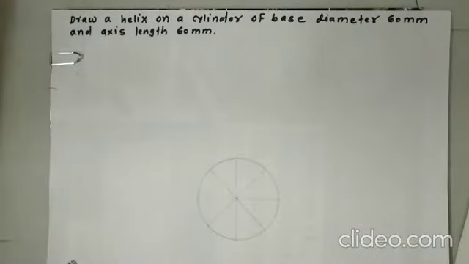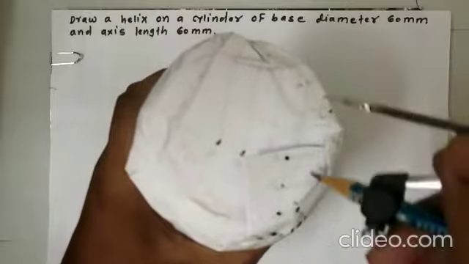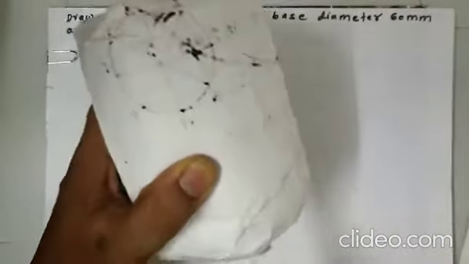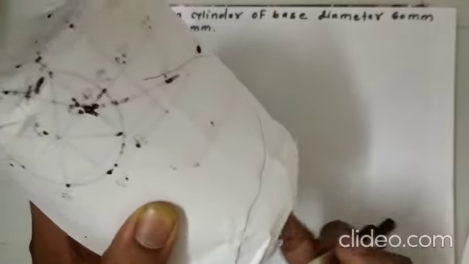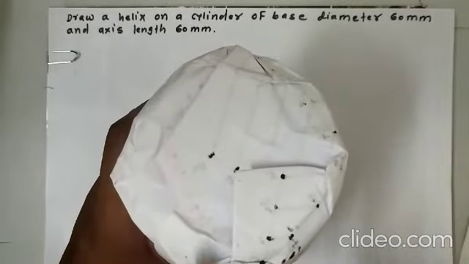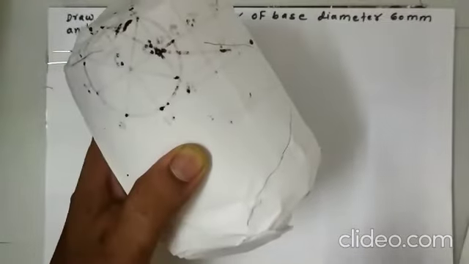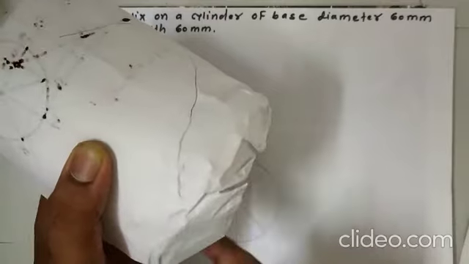Okay, next important step is we need to name the circle. So this is our circle. We need to name the top face of the circle, and also we need to name the base of the circle. Remember, we need to give naming to the top face of the circle, as well as to the base of the circle.